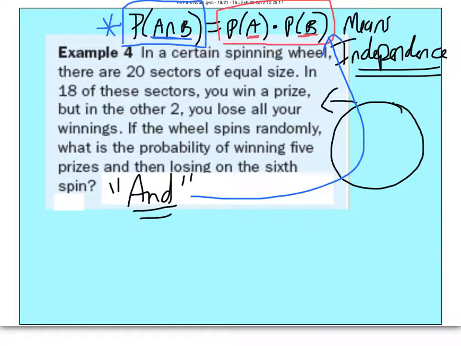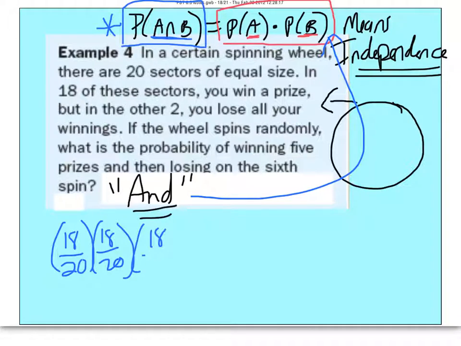So and multiplication go hand in hand as the word or and addition do. So let's do this. What's the probability the first spin is a win? Well, 18 of those sectors are going to win of the 20. The second spin has to win. Same thing. Third spin is a win. The fourth spin is a win. The fifth spin is a win. But wait a second, when we get to that 6th spin, we're going to lose. So the chances of losing is 2 out of 20.